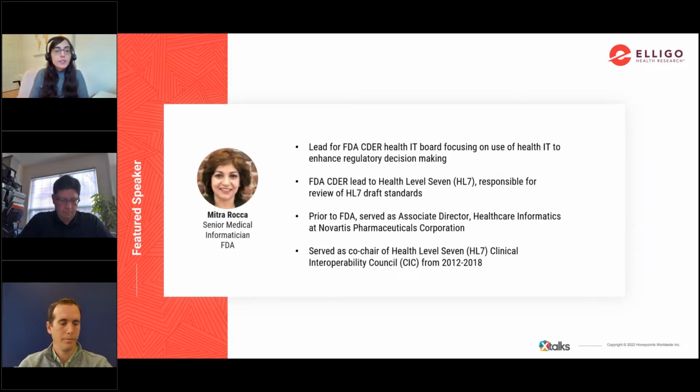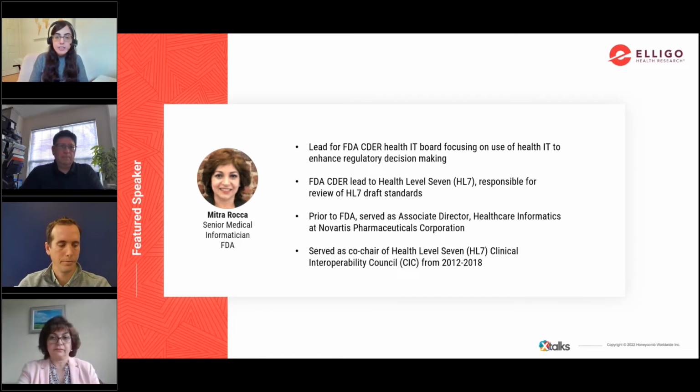Mitra Raka joined the Food and Drug Administration in 2009 as the Senior Medical Informatician responsible for developing the health information architecture of the Sentinel system. She serves as the lead for the FDA CDER Health Information Technology Board, focusing on the use of health IT to enhance regulatory decision-making. She serves as the FDA CDER lead to Health Level 7, or HL7, responsible for the review of HL7 draft standards.